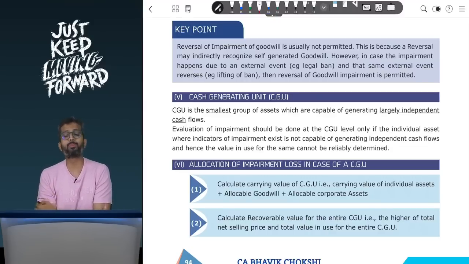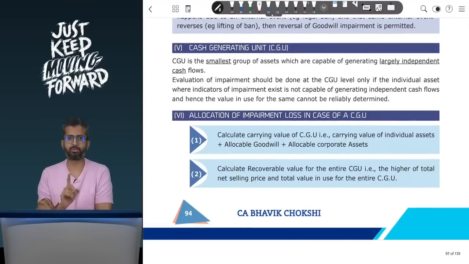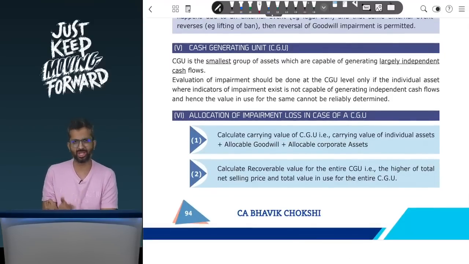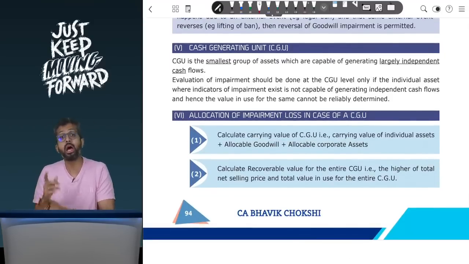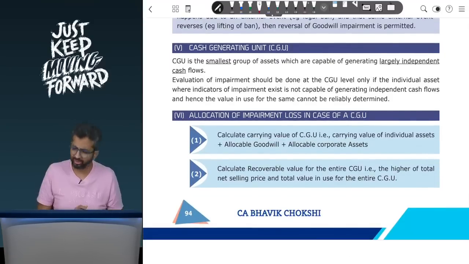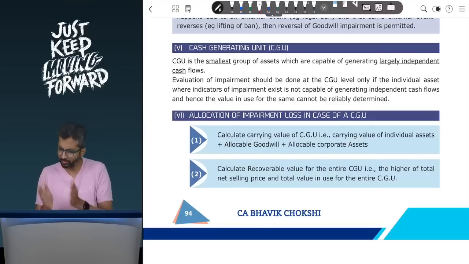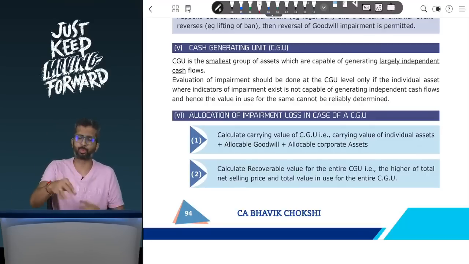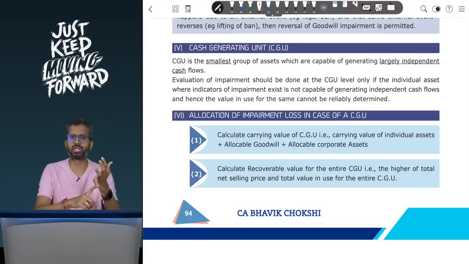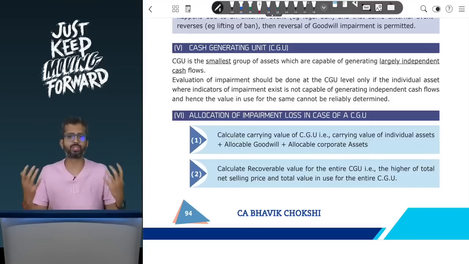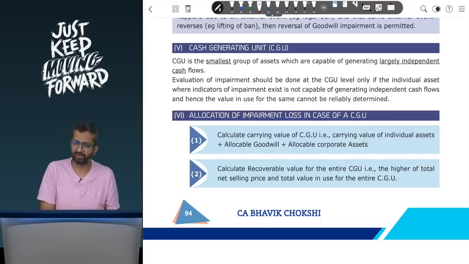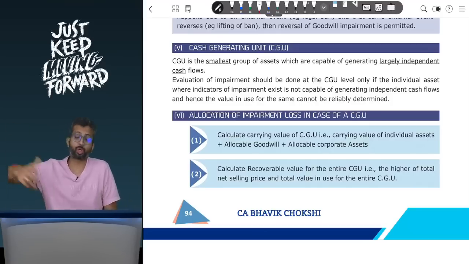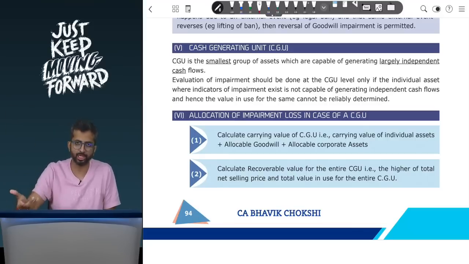So how do you do impairment testing for a CGU? Well, there are 4 steps. Step number 1, calculate the carrying value of the CGU, that is the carrying value of the individual assets, plus allocable corporate assets if any, plus allocable goodwill if any. The question will tell you if there are any allocable corporate assets like common research and development centers, common training centers, common head office buildings. These are allocable corporate assets, or allocable goodwill, where you might have acquired this division from somewhere and paid a goodwill. That is the carrying value of your entire cash generating unit.